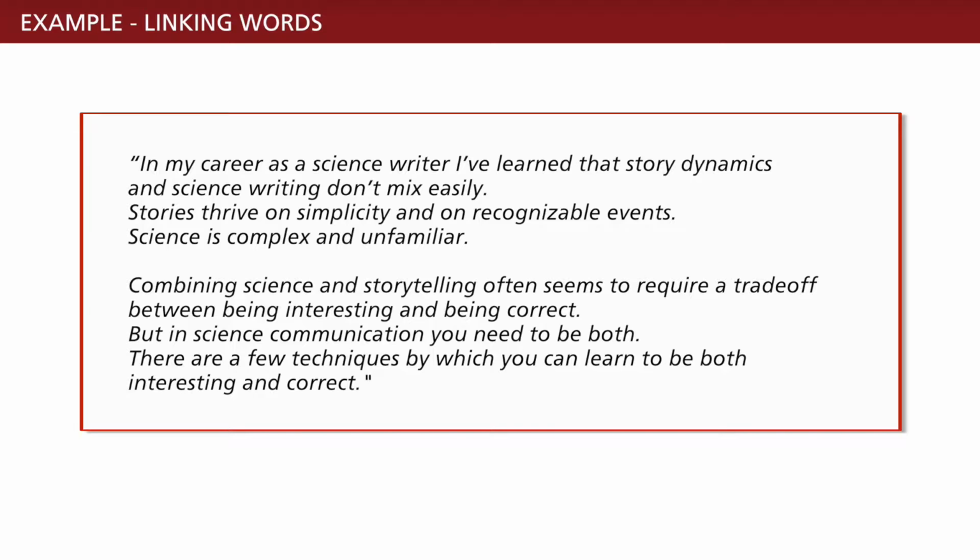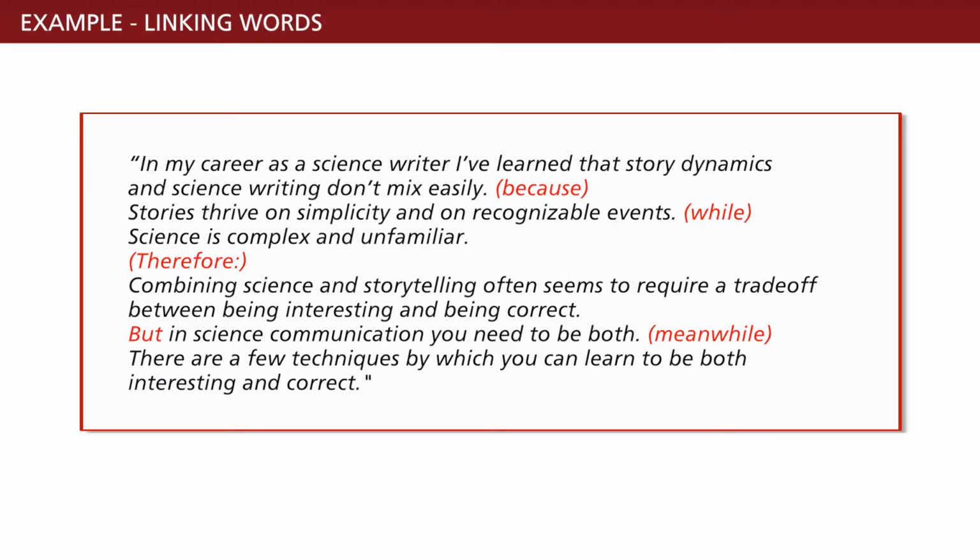Most of the linking words here are only implicit in the text. They are not there literally, but they are still there. Let's try to find them. In my career as a science writer, I've learned that story dynamics and science writing don't mix easily because stories thrive on simplicity and on recognizable events, while science is complex and unfamiliar. Therefore, combining science and storytelling often seems to require a trade-off between being interesting and being correct. But in science communication, you need to be both. Meanwhile, there are a few techniques by which you can learn to be both interesting and correct.